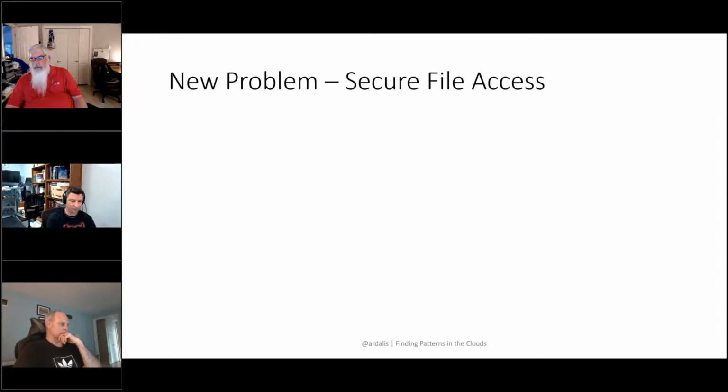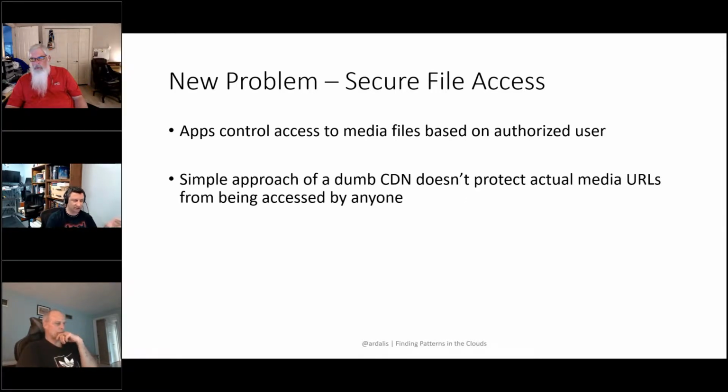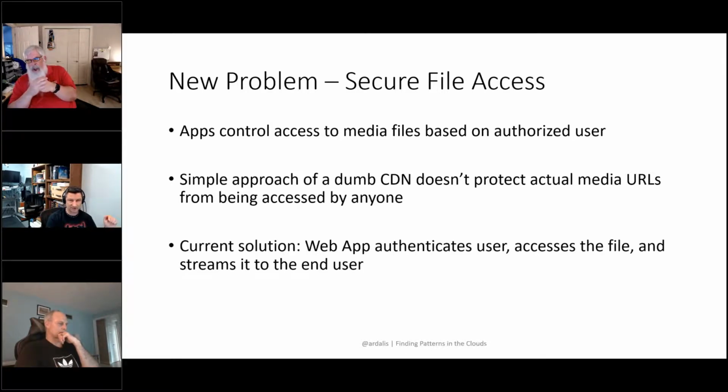All right. So you have some app that needs to control these media files based on who the user is. Just using a dumb CDN that doesn't protect the actual URLs doesn't work. So your current solution is that your web app is going to authenticate the user, and then inside the back end, the web app is going to go access the file and then stream it down to the end user. Now the downside to that is bandwidth and performance, because now you're going to be locking up a thread and chewing up a lot of bandwidth to do that, right?